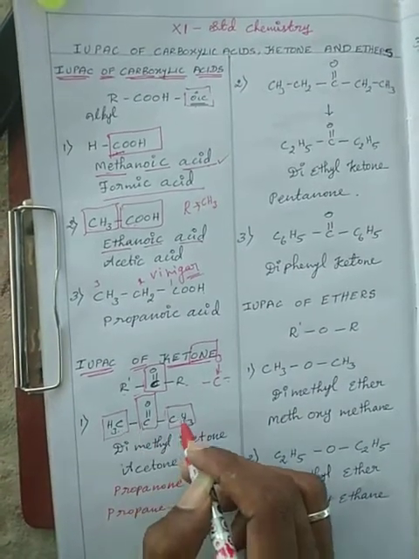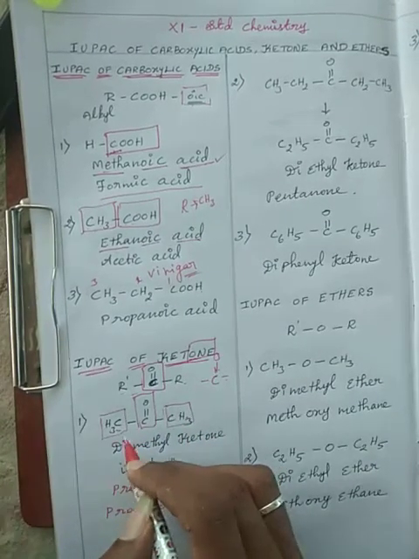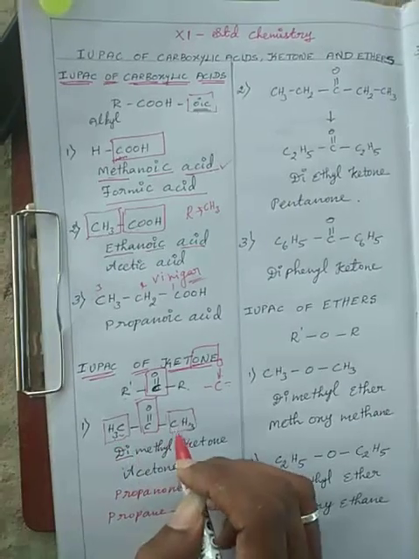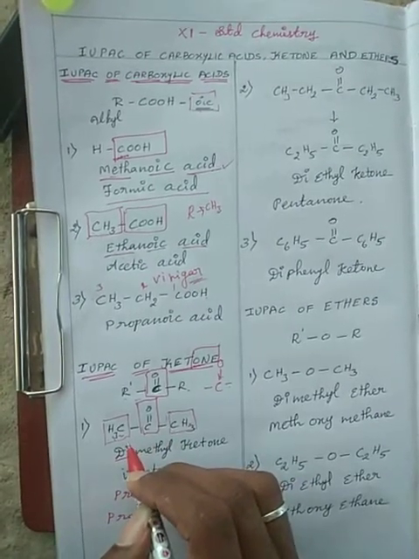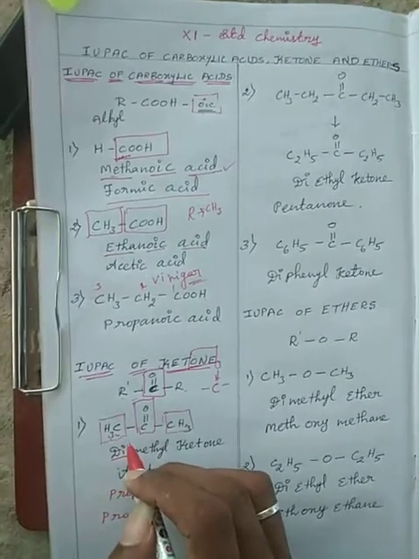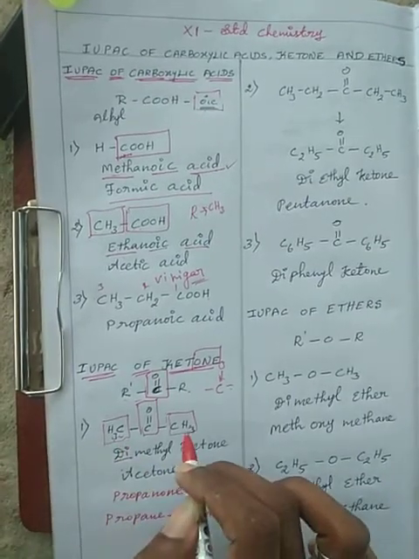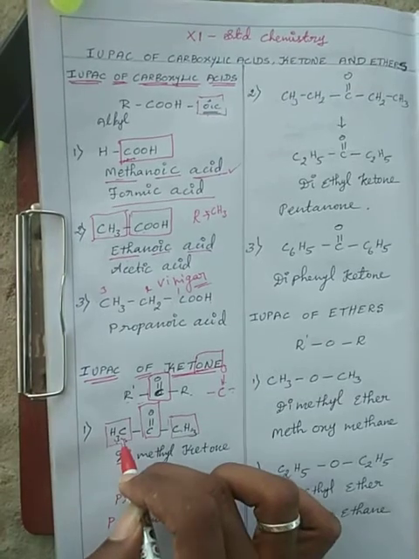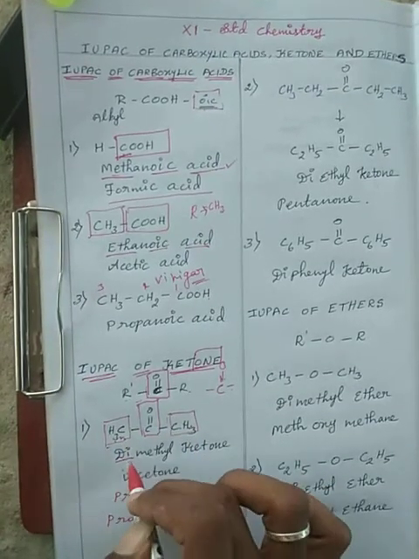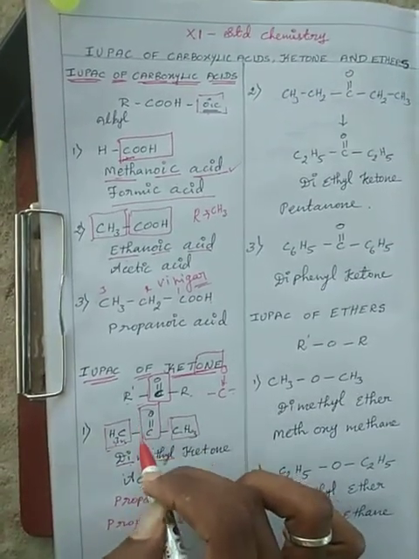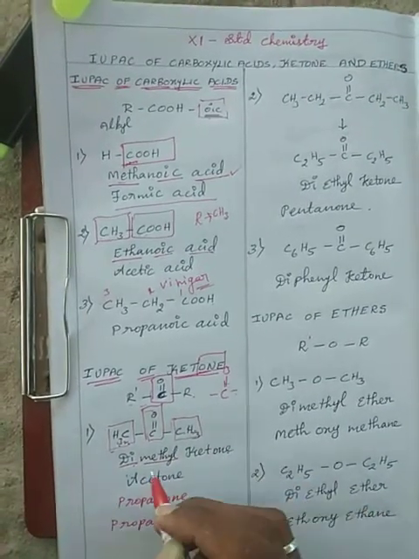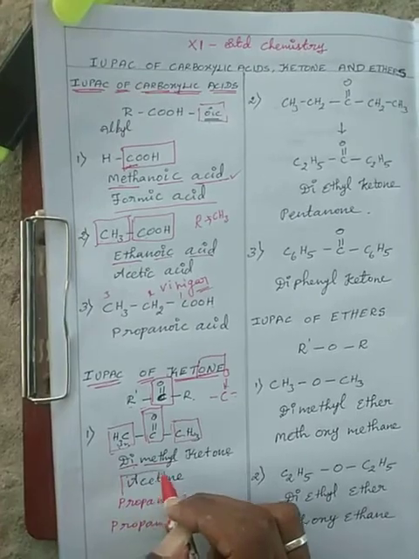So there are 2 methyl groups, and 2 times means "di". When the same group is repeated, 3 times means "tri", 4 times "tetra". So the methyl group is repeated 2 times, so "di". Which group is it? Methyl group, so dimethyl. Then the center of the name, ketone: dimethyl ketone. The common name is acetone.